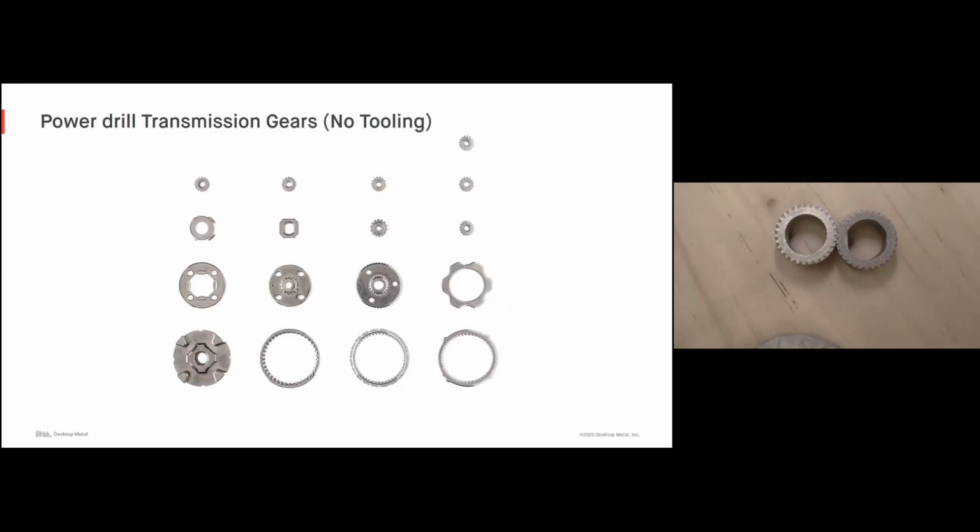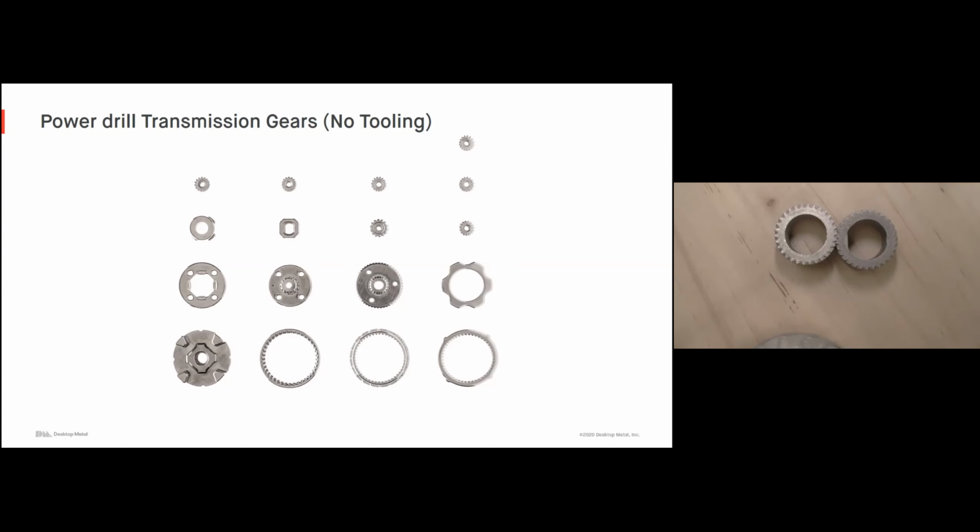Cool. We'll keep moving. Another example. This is the entire transmission for a power drill, printed on the shop system without the need for any tooling. So you can see the ring gears, the internal gears, the planet gears, all printed. They can all be printed at the same time without the need for any tooling.